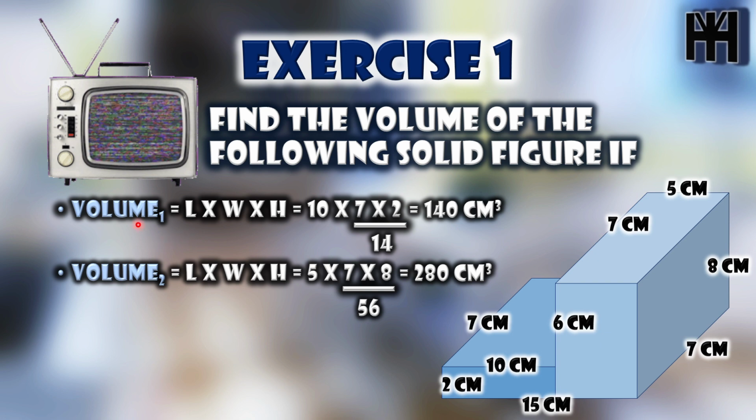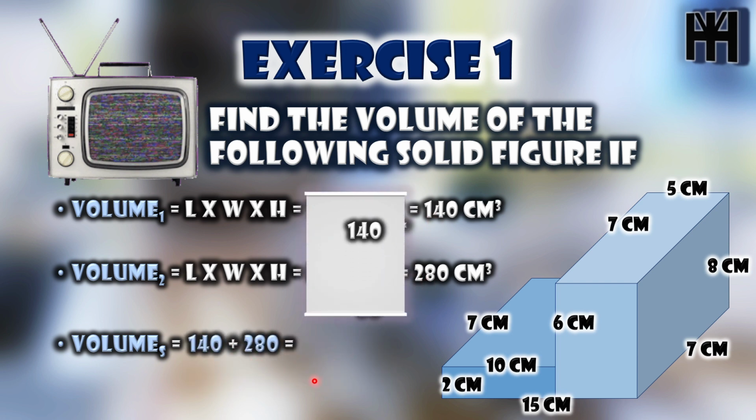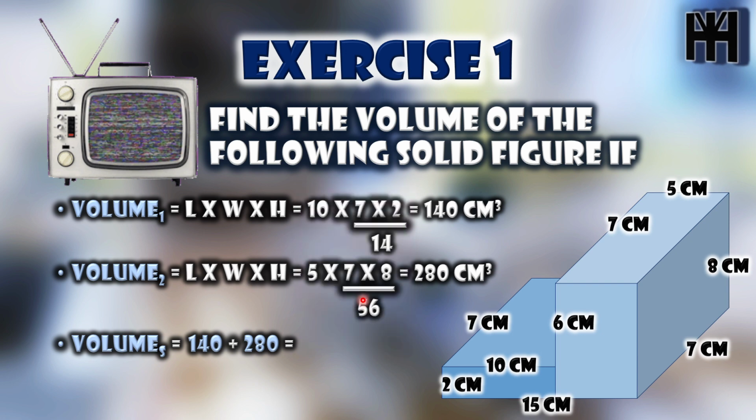Okay, we got volume 1 and volume 2. Let's get the volume of the whole shape here, or the volume of the solid shape here. So it will be volume 1 plus volume 2. So volume 1 is 140 and volume 2 is 280. Let's add them. 140 plus 280, 0 and 0, it's 0. 4 and 8, it's 12. 2 and add 1 here. 1 and 1 is 2. 2 and 2 is 4. So the answer here is 420 centimeter cube.